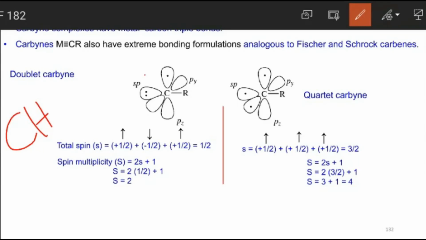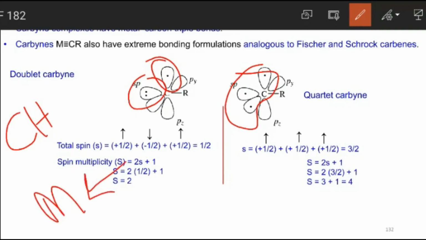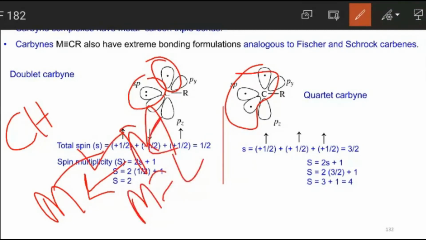What is meant by a doublet carbyne? One will be paired up, one will be singly occupied. On the other hand, we have a quartet carbyne where all 3 electrons are singly occupied. Therefore, the bonding will be here: one will be a pair of electrons, the other will be through back bonding, corresponding to an M double bond. Whereas in this case, there is a metal-carbon triple bond. The triple bond is present by forming with 3 electrons. The metal will contribute 3 electrons as well, and they will form a stable compound.